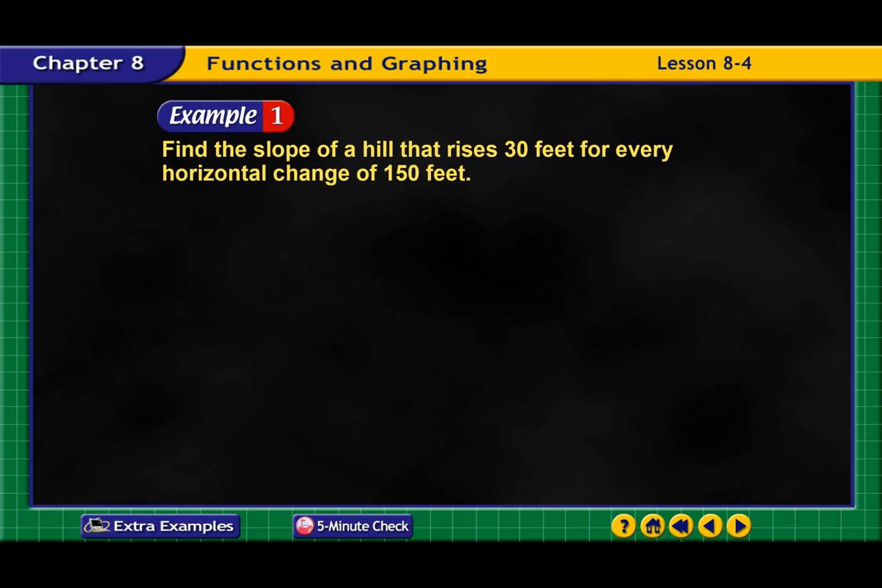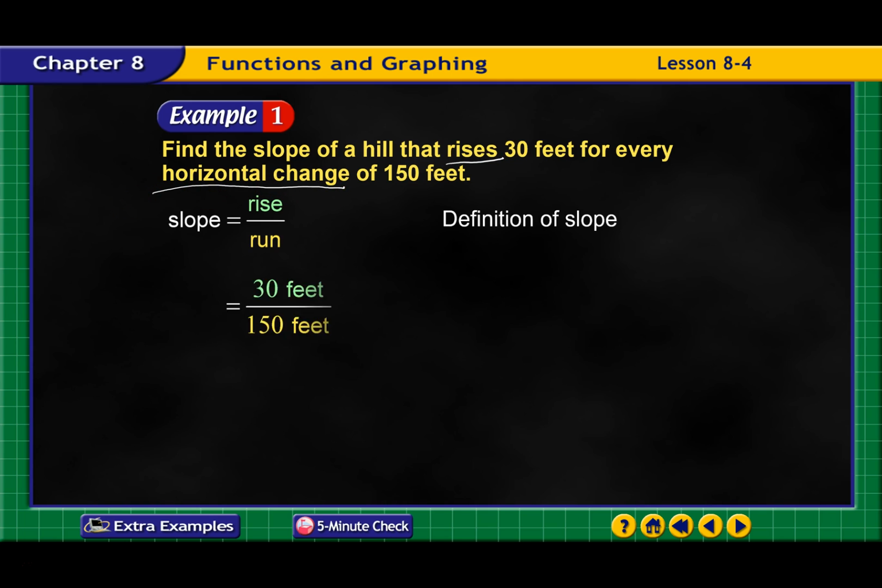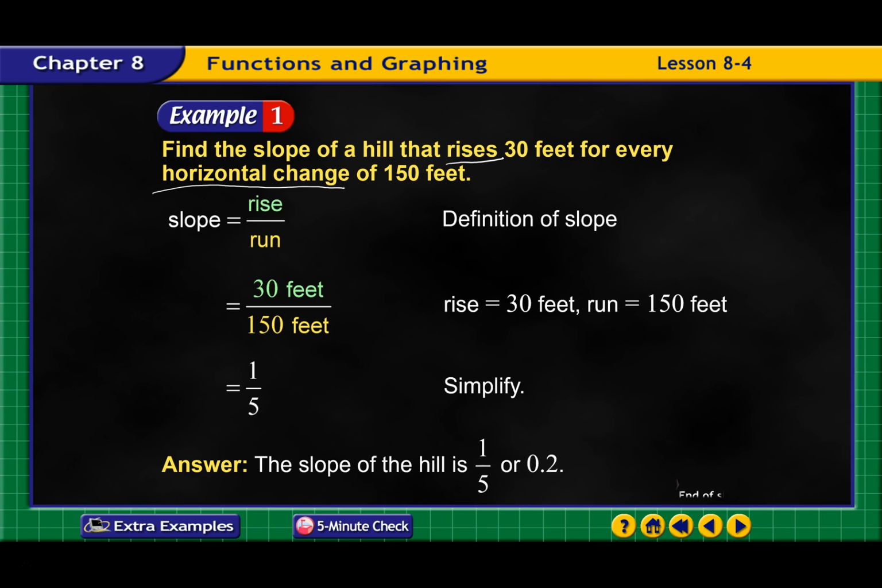All right, find the slope of a hill that rises 30 feet for every horizontal change of 150 feet. So the definition of slope is rise over run. And they actually said rise and then horizontal change. So I can just match those in. I'm going to put in a rise of 30 feet over a run of 150 feet. So that could be my slope, but we can probably reduce those numbers. So that would simplify down to 1 over 5 as my slope. So the slope of the hill is 1 over 5 or 0.2.